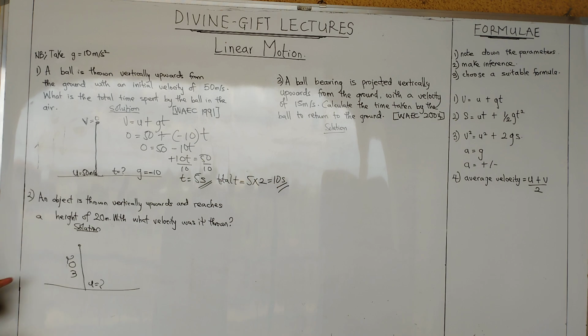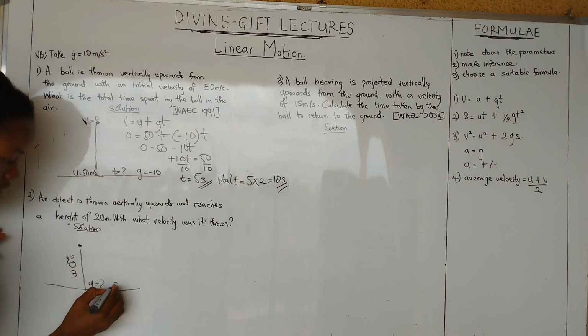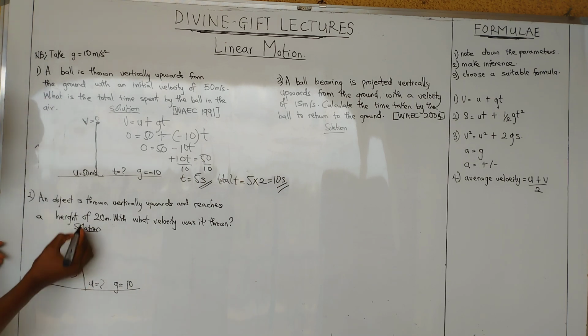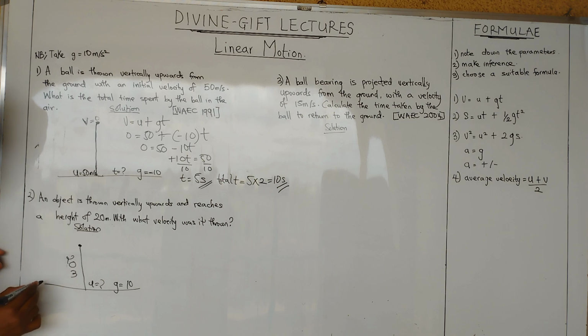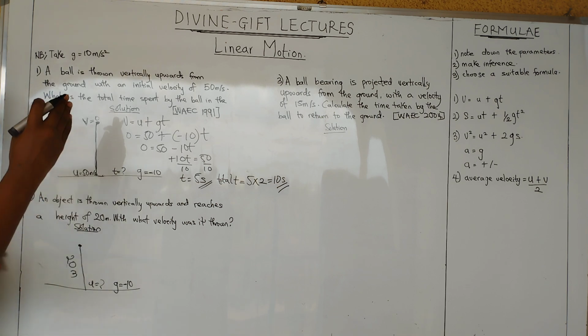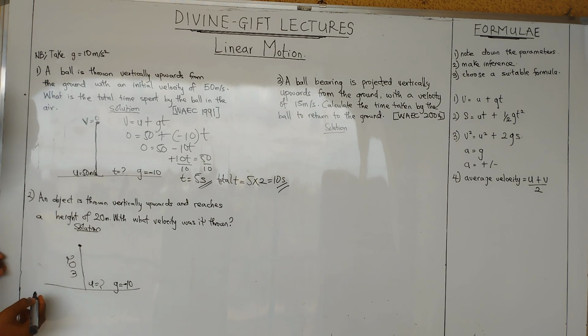We don't know that. And also, since we've noted the parameters, g is equal to 10. What sign is it going to take? Since it's going upwards, which is opposite to the downward motion of gravity, we are going to say it's negative. Because it's going upwards and gravity acts downward. They are opposite in direction, so we are going to put negative.